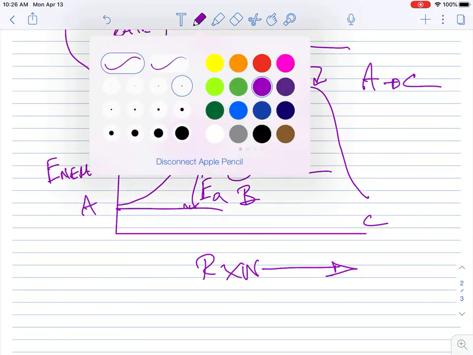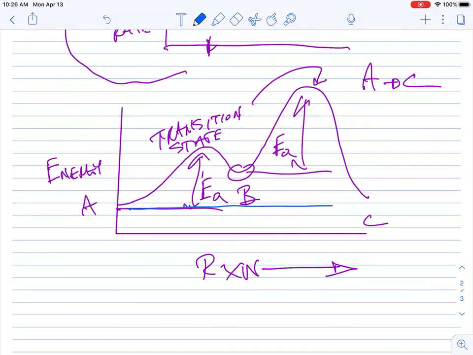Now, overall, this is going to be a slightly endothermic reaction because C actually ends up with a little bit more energy than what we started with at A. If we end up down here, below A, that's going to be an exothermic reaction. So it's exo here, endo here.